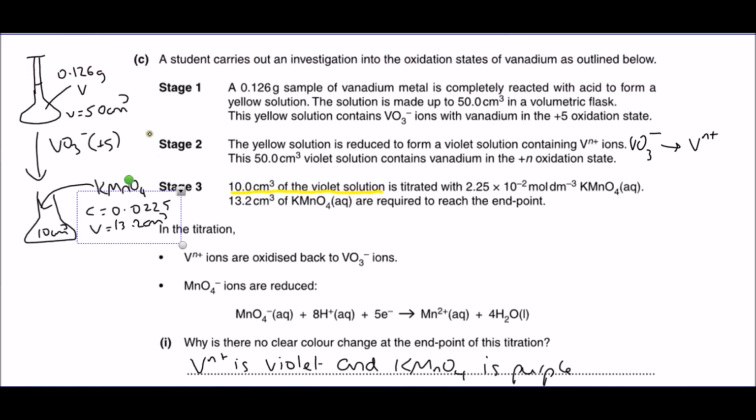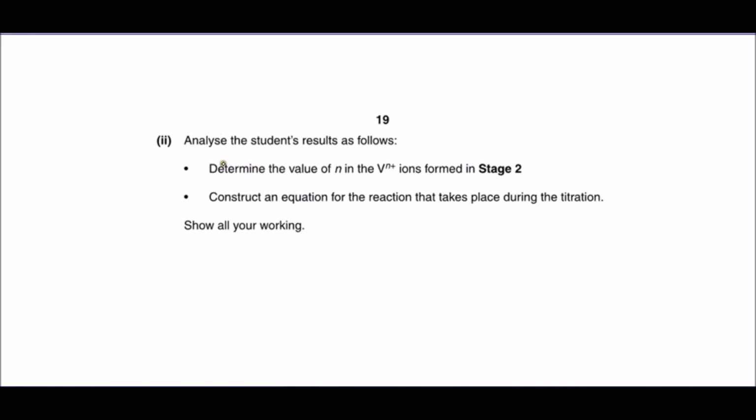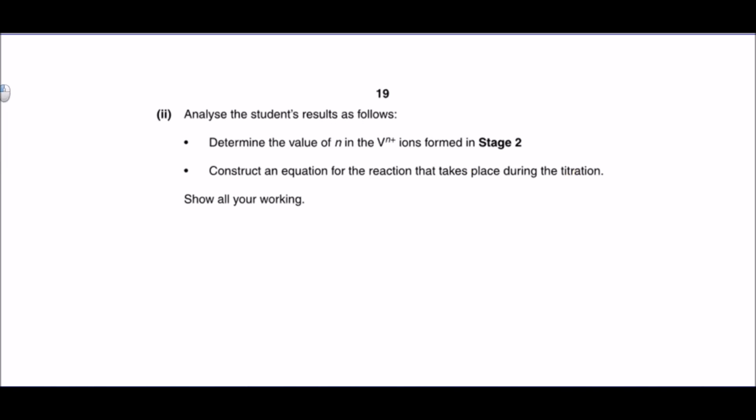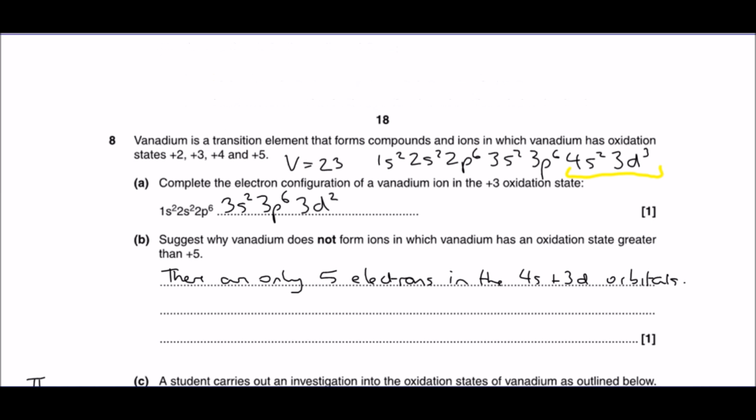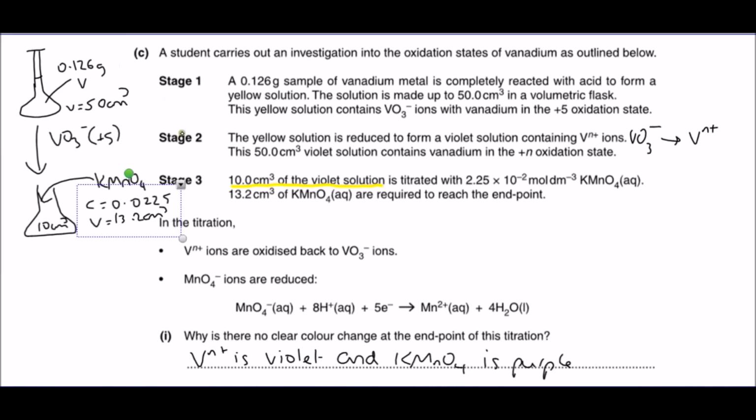Okay, so that's C part 1 over with, and C part 2 is where it gets really difficult. If we take a quick look at C part 2, it says determine the value of n in the Vn+ ions formed in stage 2, and then construct an equation for the reaction that takes place during the titration. So it's going to be a little bit of skipping backwards and forwards between the two pages. It's not very well set out for me, but we're going to work our way through it. So if we go back to the picture that we had, we'll work our way through it.